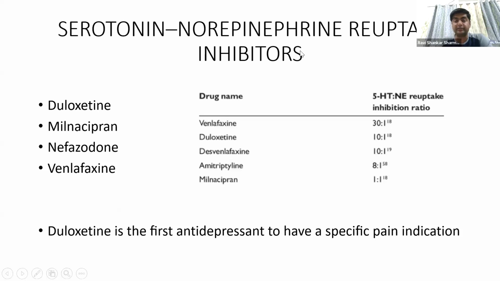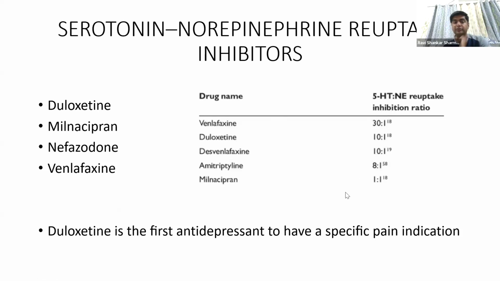This again is SNRI, now one of the most important drugs which we are using in the cases of fibromyalgia. Okay, so this has got three drugs, especially duloxetine, venlafaxine, and milnacipran. Out of these three drugs, you can see venlafaxine has got 30:1 serotonin to noradrenaline. Okay, and duloxetine is 10:1, and milnacipran has got 1:1.